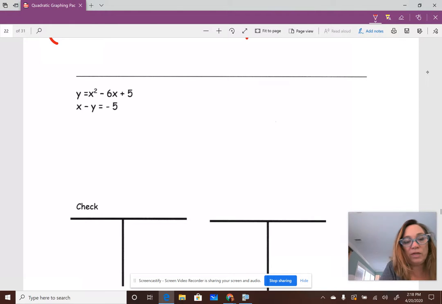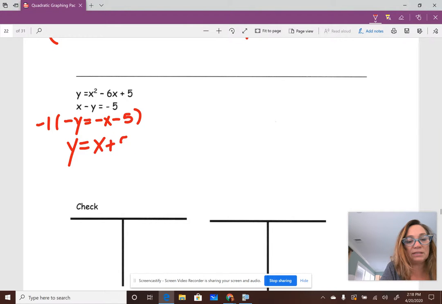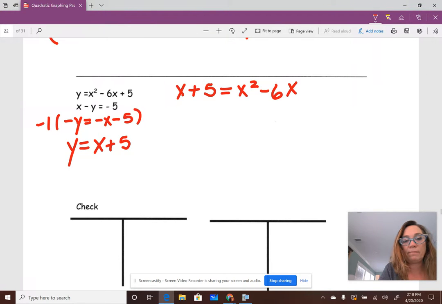Okay, so I'm going to solve this for y. So if I move the x, that gives me negative y equals negative x minus 5. Multiplied by a negative 1, that gives me y equals x plus 5. So I'm going to substitute the x plus 5 in place of the y. All right, so I'm going to set this equal to 0.